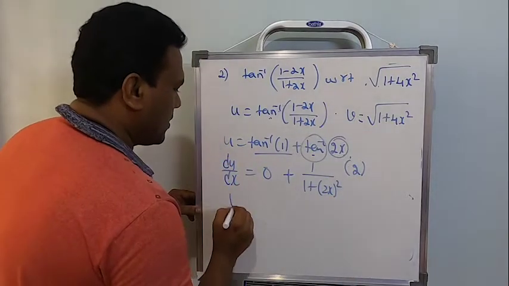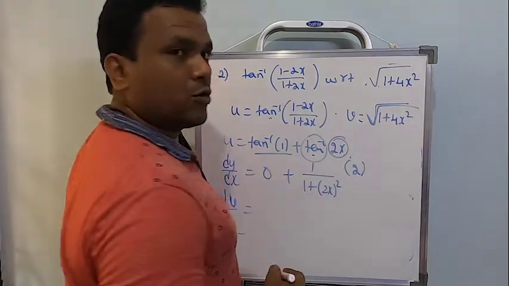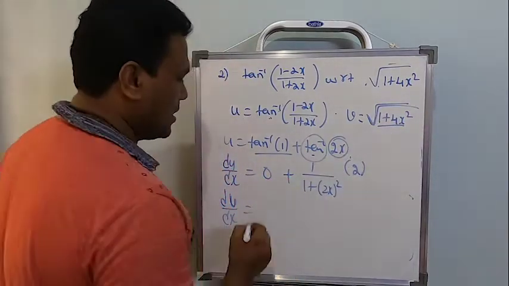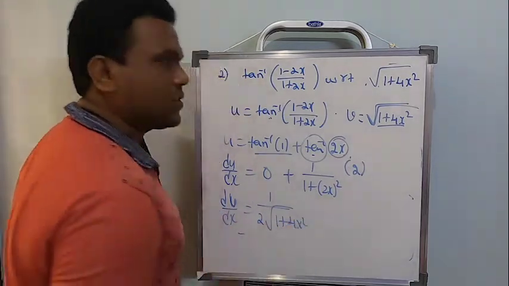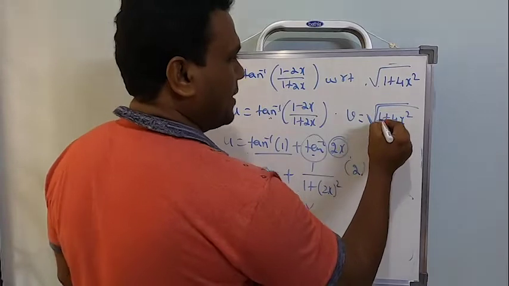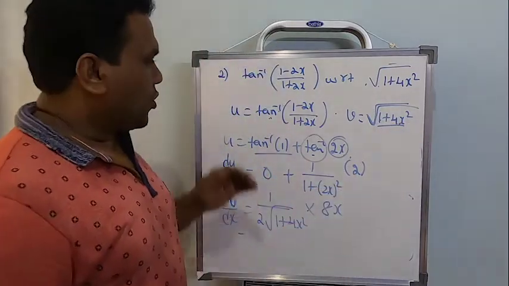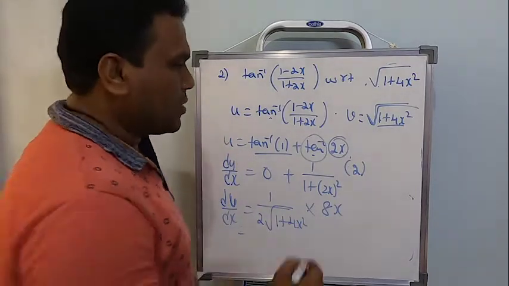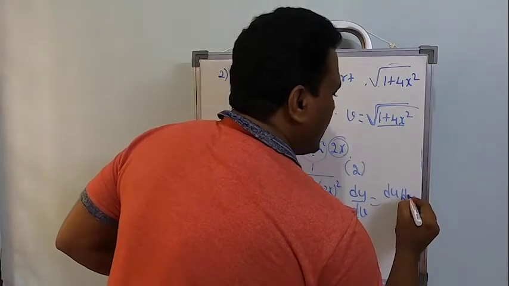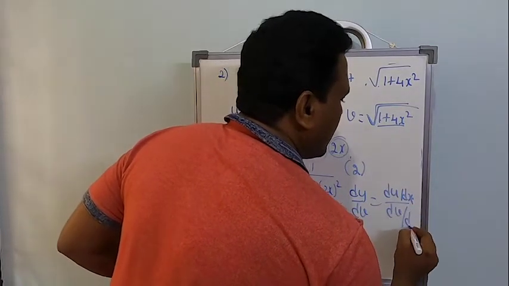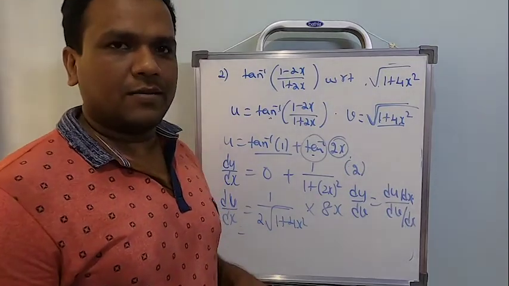Now look at v. If I differentiate, dv by dx, what is the outermost one? Root. And the next one, 1 plus 4x square. So 1 by 2 root of 1 plus 4x square, differentiation of root x, multiplied by differentiation of 1 plus 4x square, which will be 0 plus 8x. You got du by dx, you got dv by dx. So write the formula: du by dv can be written as du by dx divided by dv by dx. For simplification, please refer to the EPL, you can find it.